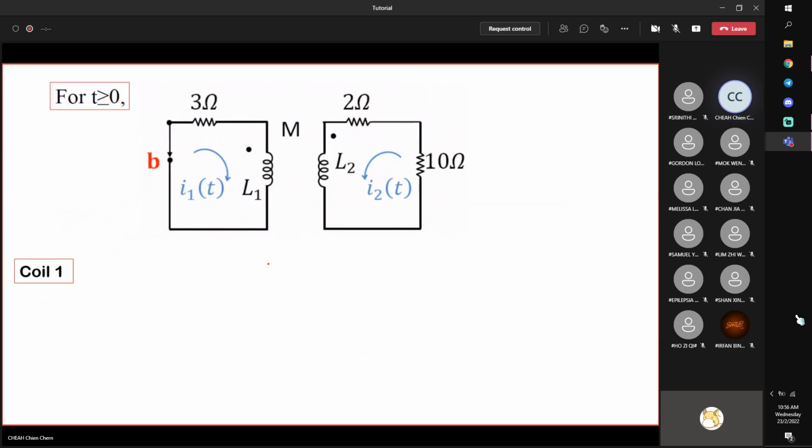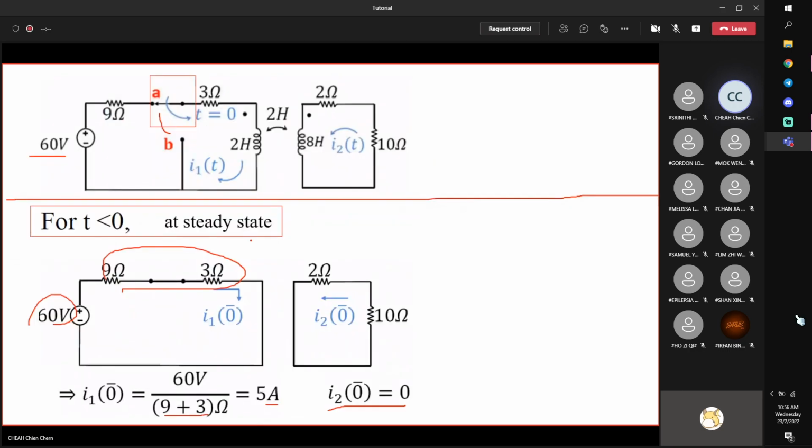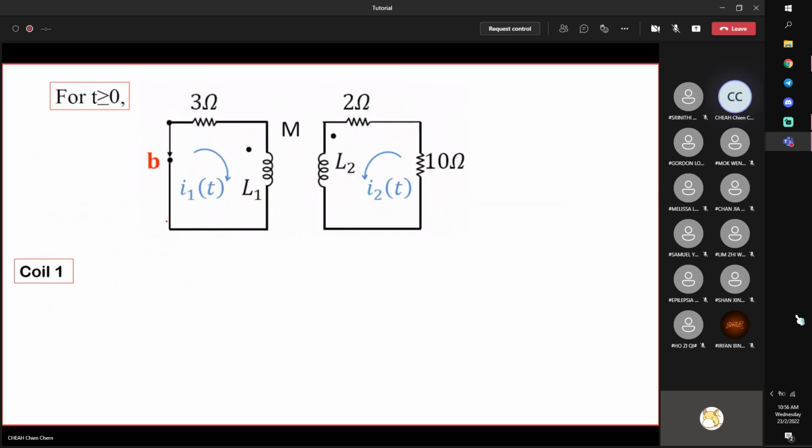When we switch the position of the switch from A to B, then you are disconnecting from your source as well as your 9 ohm resistor, and this is directly connected to ground. Therefore, this is your circuit now. In writing down the equations of this circuit, you must consider the coupling. Now imagine these two are far away in the air.